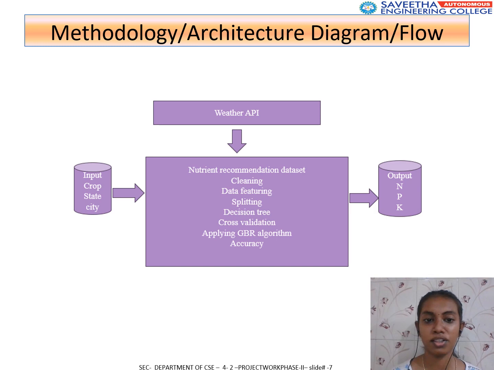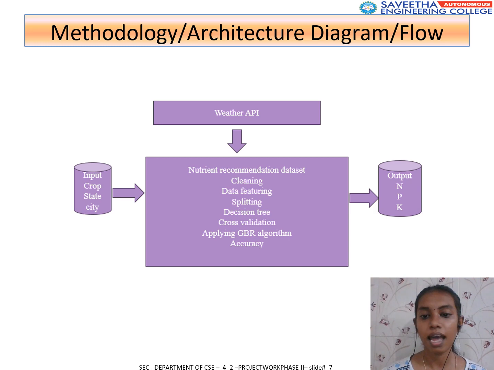This is the basic methodology and the architecture for the project. First we have to give the input like crop, state and the city, and this is given to the weather API, and the weather API will give you the 7-day weather forecast. And there is a nutrient recommendation data set, and the output is going to be of nitrogen, phosphorus and the potassium content which is required for a particular crop, as well as the 7-day weather forecast and the alert message for 2 days, whether there is going to be heavy rainfall or the weather is okay.